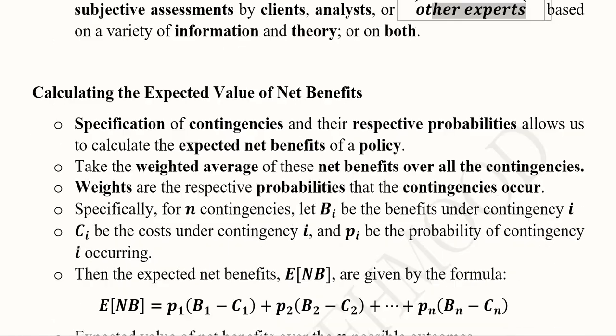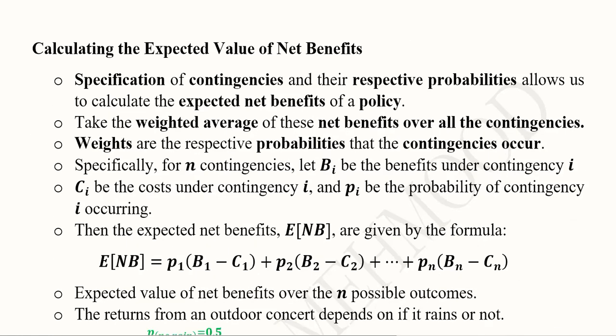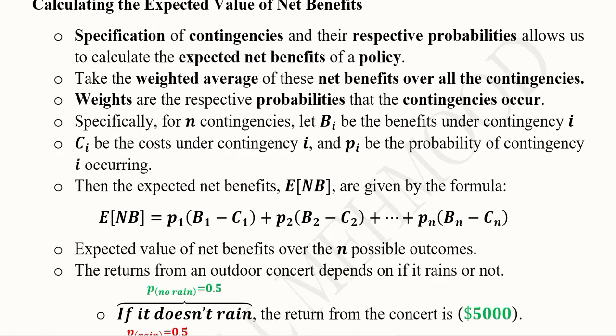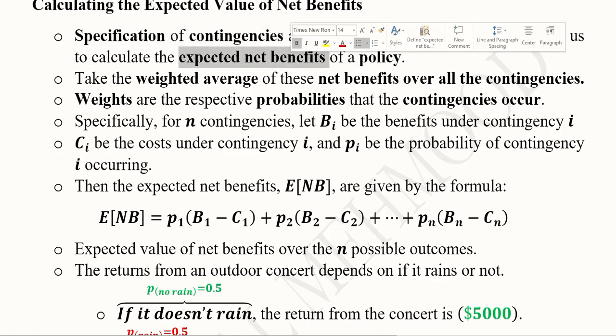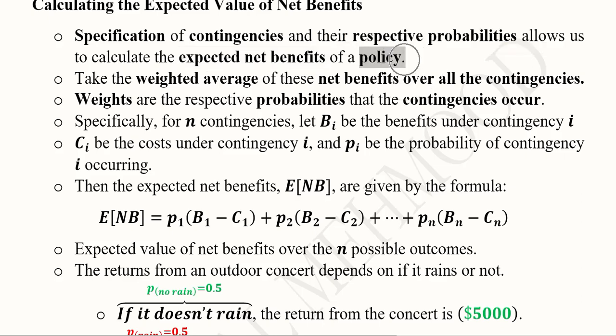Then we can try to convert it into probabilities for the calculations. Talking about the calculation, it is very easy, because once we specify the contingencies and their respective probabilities, we will be able to come up with an expected net benefits value, which can be further used for decision making.